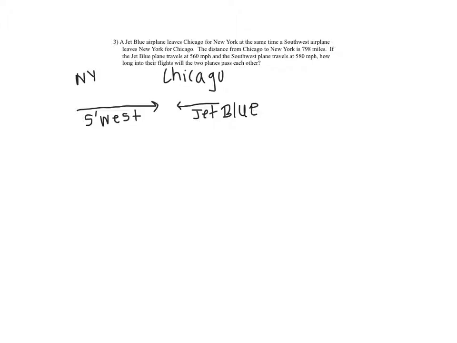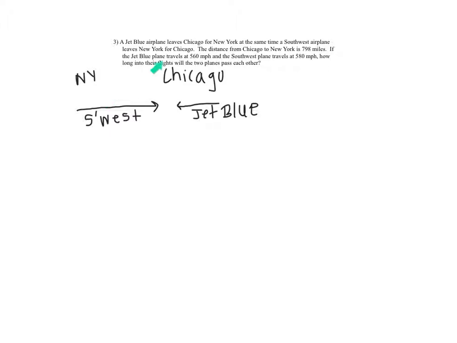So on motion problems, it is helpful to draw a diagram to indicate whether the two items are moving in the same direction, away from each other, or towards each other. In this case, the two planes are flying towards each other. So we have New York, Chicago. Southwest is leaving New York towards Chicago. JetBlue is leaving Chicago towards New York.